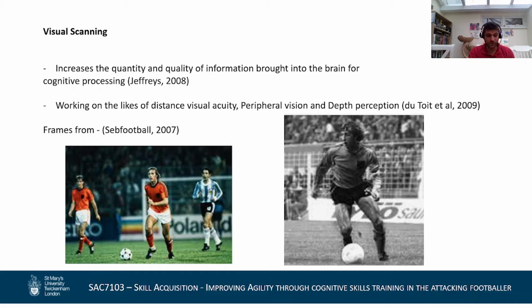More complex and contextualized scenarios, which we will be talking about next, will work on the likes of distance, visual acuity, peripheral vision, and depth perception. And improving these visual factors will not only increase the field of vision of the player, but it will also pick up position, velocity, and acceleration of a stimulus more precisely.